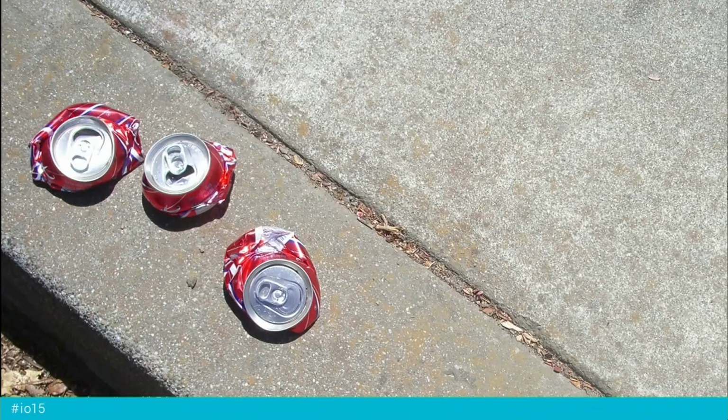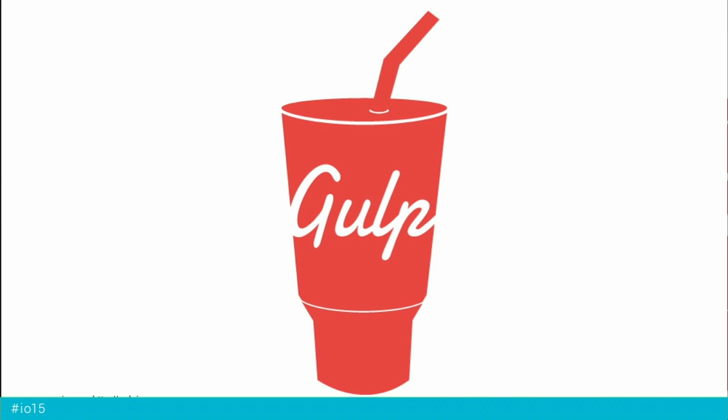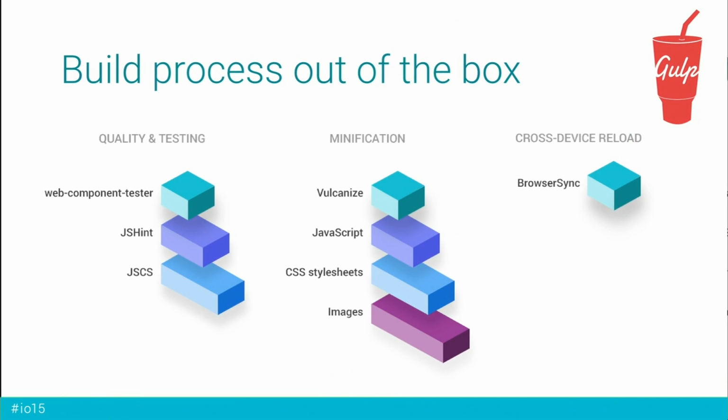Let's talk about productionizing apps. Now, we all know about the importance of a build process. A build process is a promise to your users that you're going to make sure that whatever you're shipping down the line is as small and as fast as possible. Now, on the Polymer team, we're big fans of Gulp. It's a fantastic streaming build system. And so out of the box, we include support for unit testing using a brand new version of Web Component Tester, quality and testing, minification using tools like Vulcanize, and cross-device reload using Browser Sync.